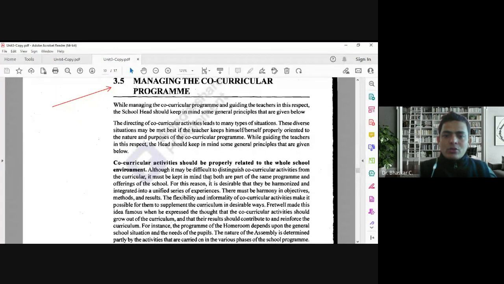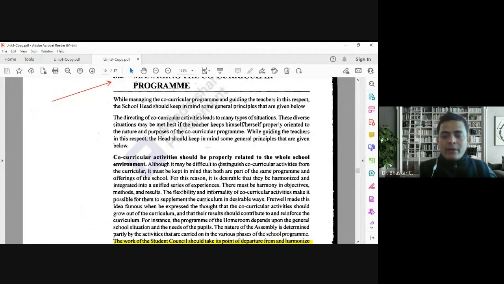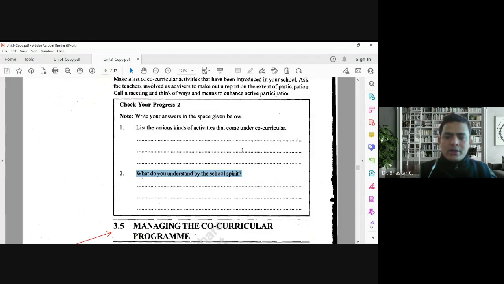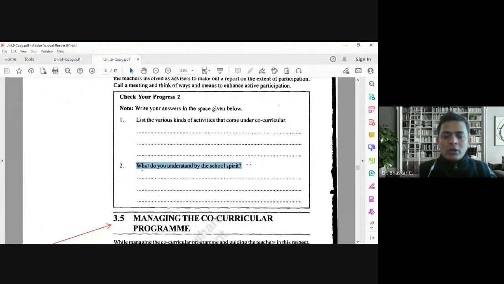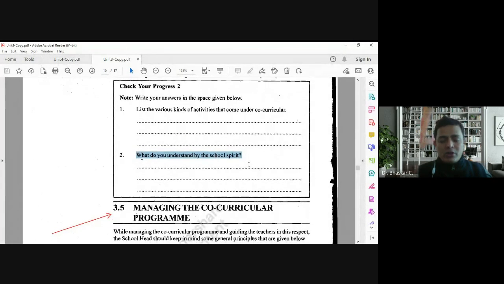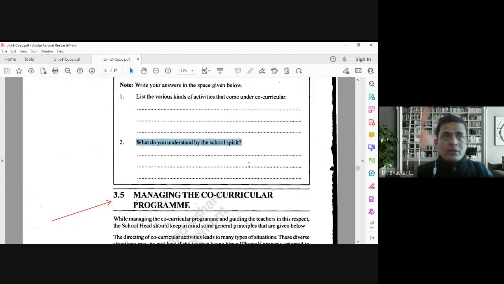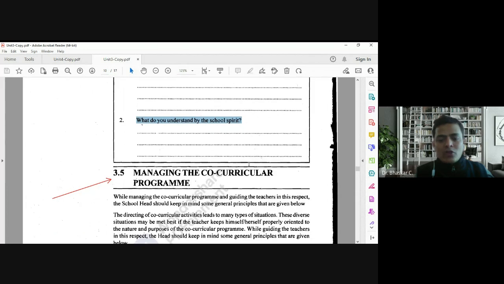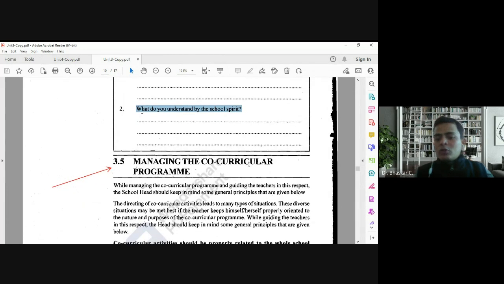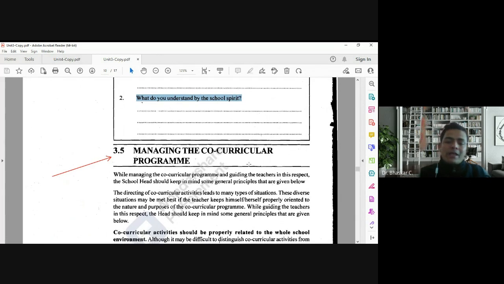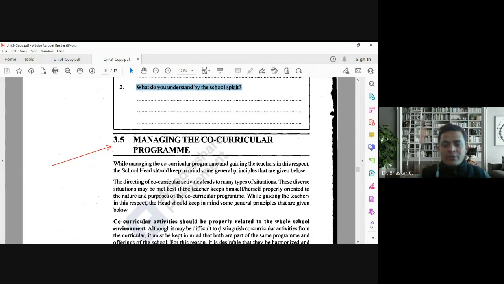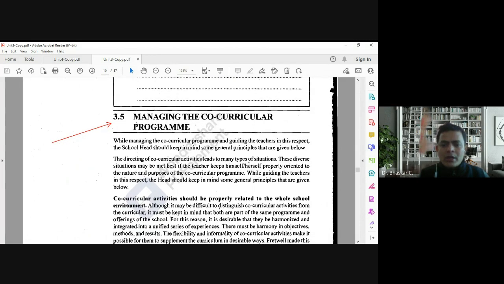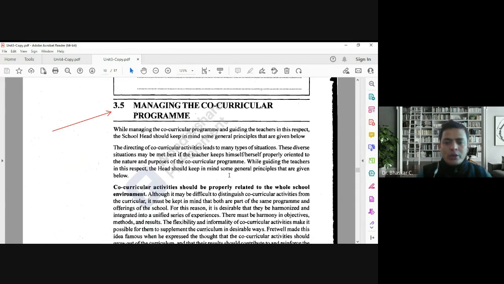Okay, now is the time to talk about managing the co-curricular programs. So by far we have talked in detail about the co-curricular activities. Now we need to understand how we can manage these co-curricular programs. Because once you have the idea that yes, this is the co-curricular program, the next step is how to manage these programs. And along with that, we'll also try to understand who will manage these co-curricular programs. To understand this, we need to understand a few principles that give us an idea of how these programs can be managed.